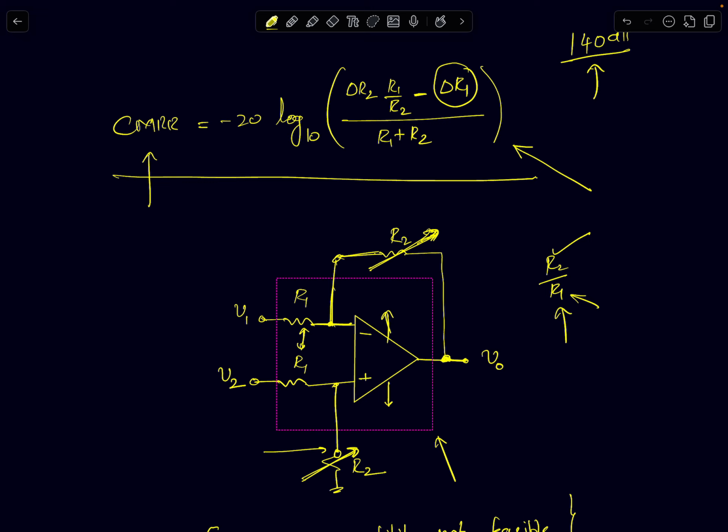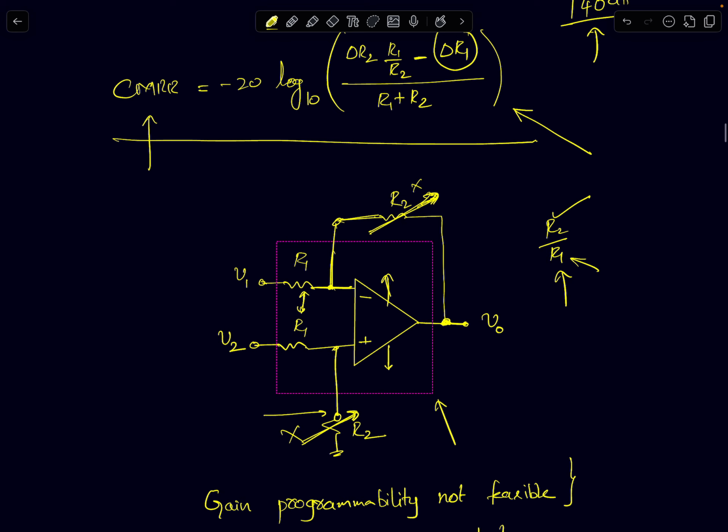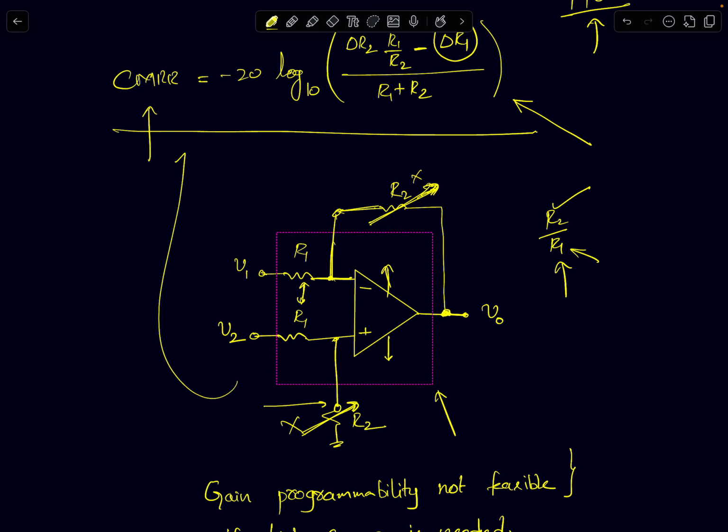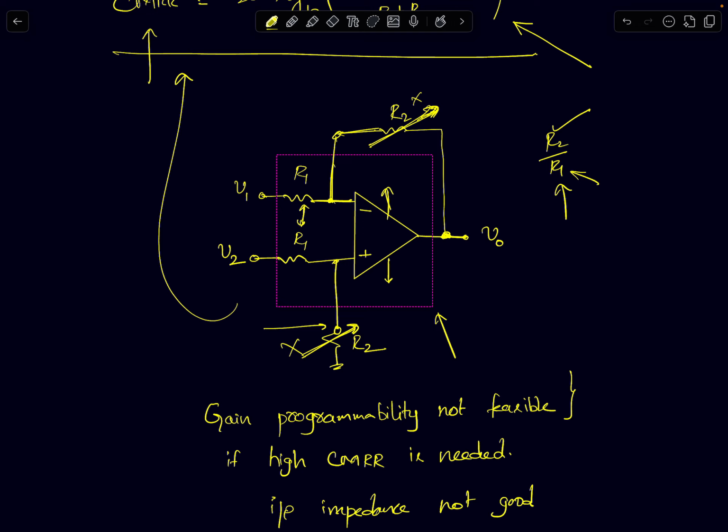But the moment I keep it as an external resistor, I run into the trouble of matching. Matching becomes very difficult if you use external resistors. These two resistors will have very poor matching. Poor matching leads to poor CMRR, and therefore adding programmability becomes impossible, because your CMRR will be degraded. So this is not a great architecture in itself.